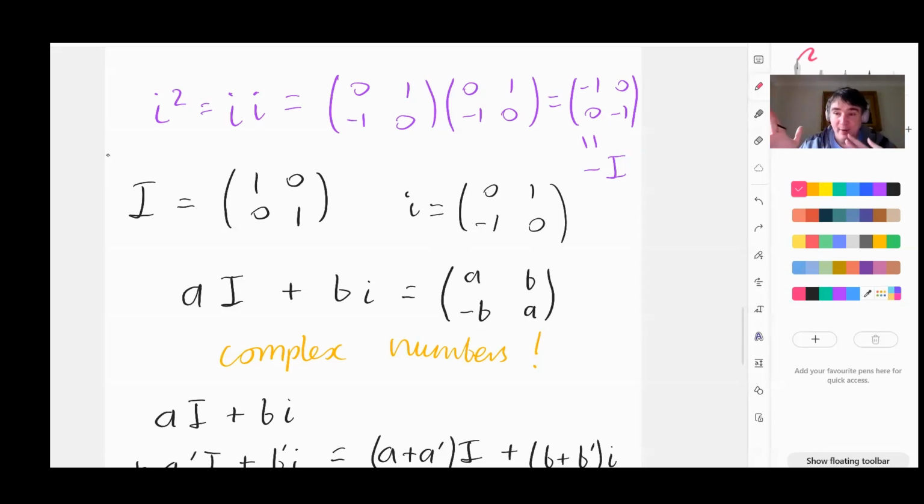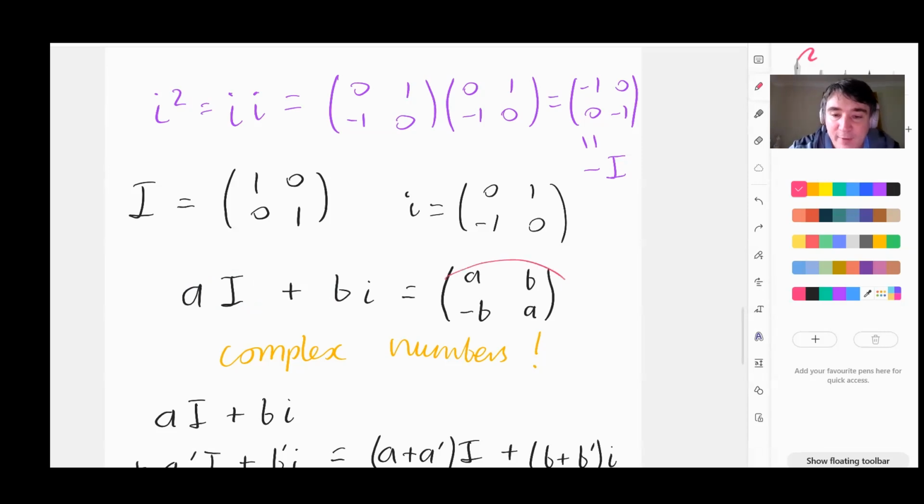And it gets better, because what we can then do, in a similar way to what we did with the dual numbers, is consider matrices of this kind of form. So it's a times the identity matrix plus b times little i.